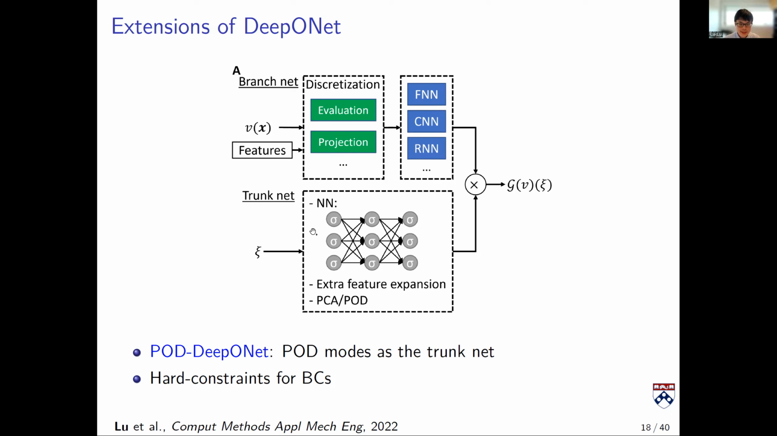Then for the trunk net, in the previous case, we use a network to automatically learn the best basis function. But actually, in standard methods, there are many methods we have developed in the past that can compute a basis function from a data set. For example, we can use PCA or POD. We can do pre-processing to compute the POD modes of the data set. Then in addition to a network, we can combine these POD modes as another part of our trunk net. These pre-computed POD modes can accelerate the training a lot because although they are not perfect, they capture the majority of the basis function.